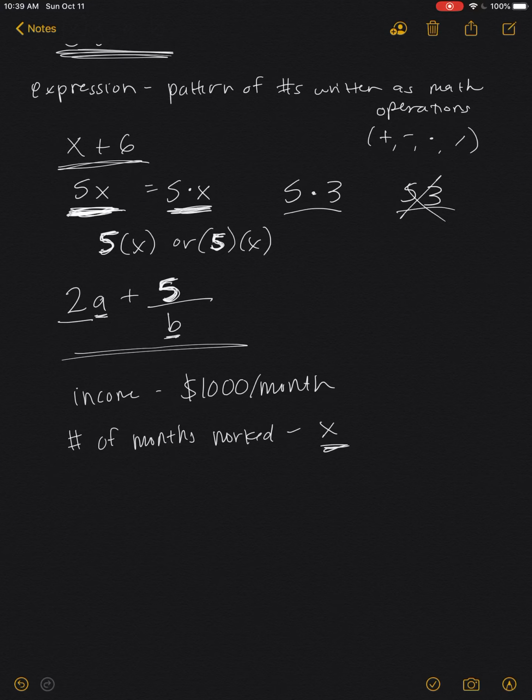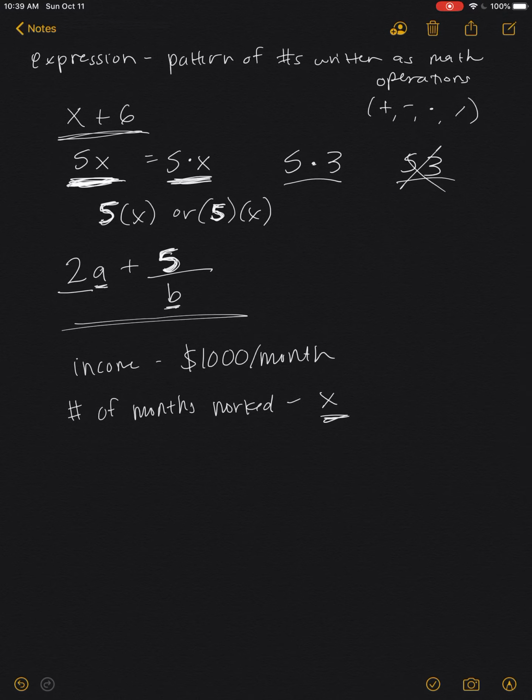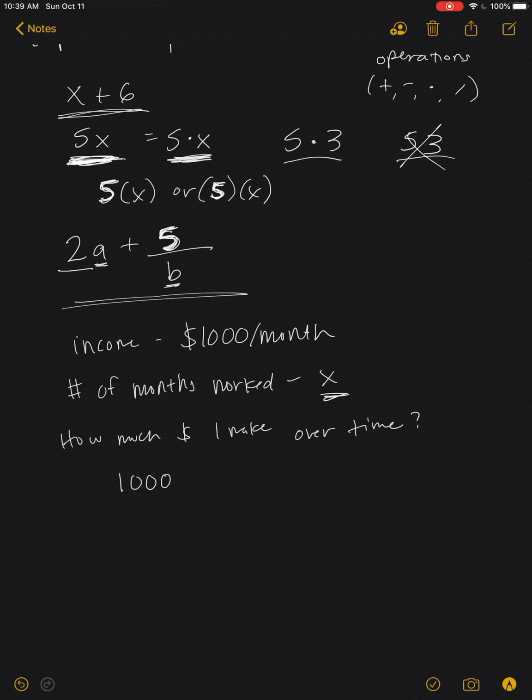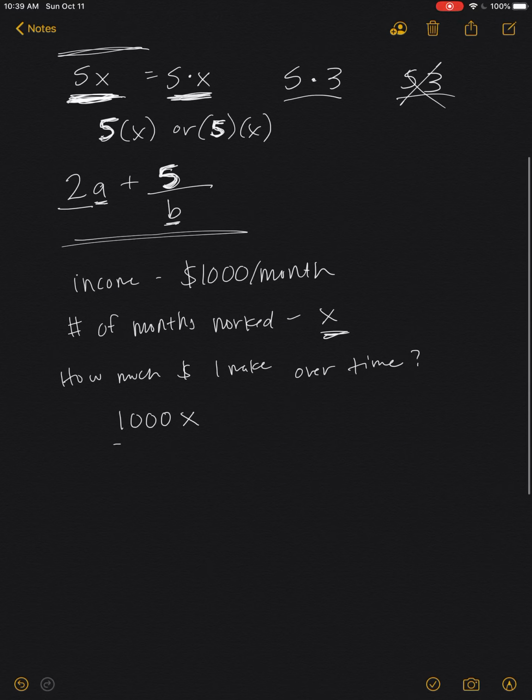The number of months that you worked, and it changes, right? So I want to know how much money I make over time. I can represent this as an expression. I know every month I get $1,000, and if I multiply it by how many months that I've worked at this job, I can figure out how much money I make over a set amount of time. So this is my expression right here.